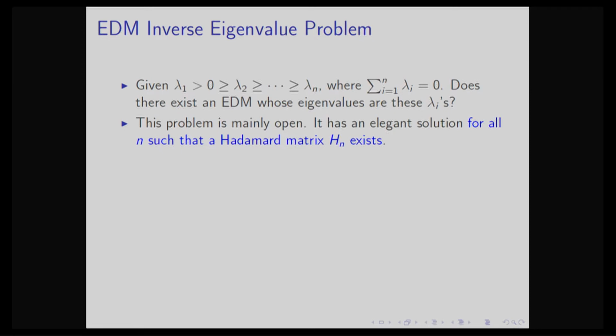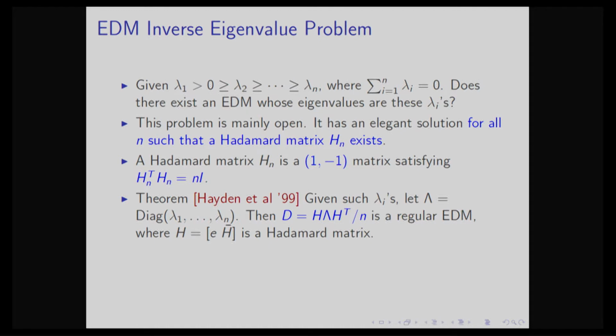It has a very elegant solution for any dimension n where you have a Hadamard matrix for that dimension. Okay? So what's a Hadamard matrix? A Hadamard matrix is a 1, minus 1 matrix. So all the entries are 1 or minus 1 and it satisfies this. So all the columns are orthogonal. Okay? So for any dimension n where Hn exists, we have a solution for this problem. And this is the theorem for that.